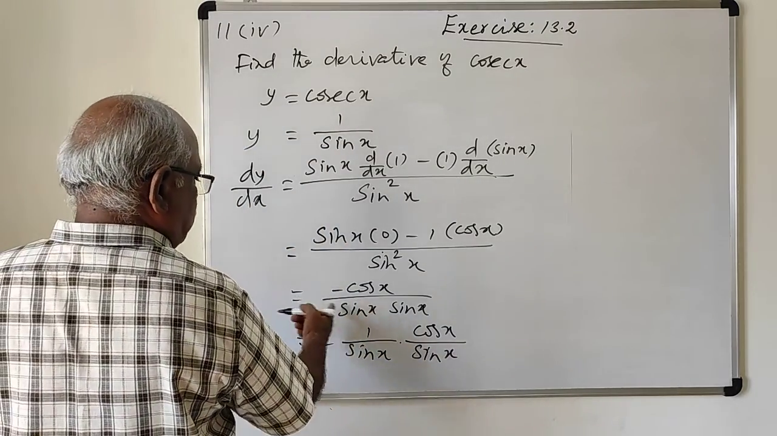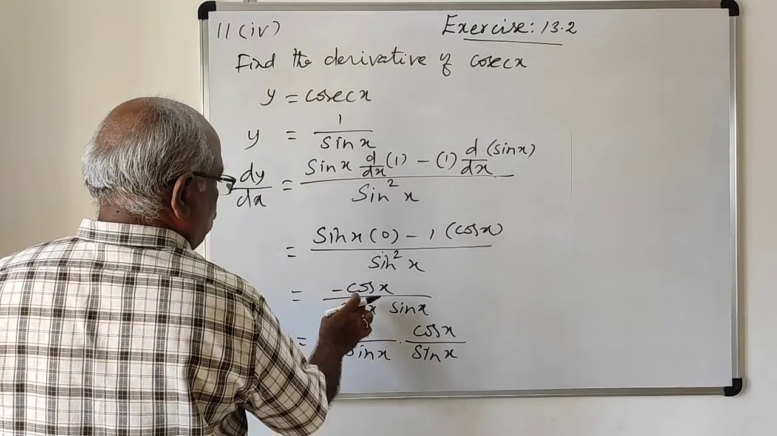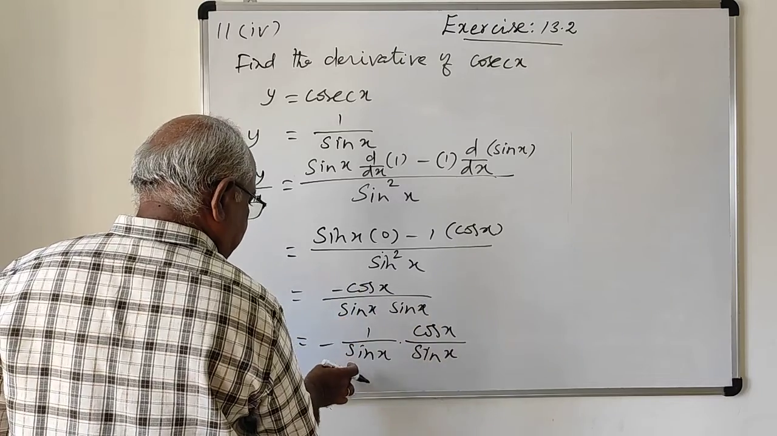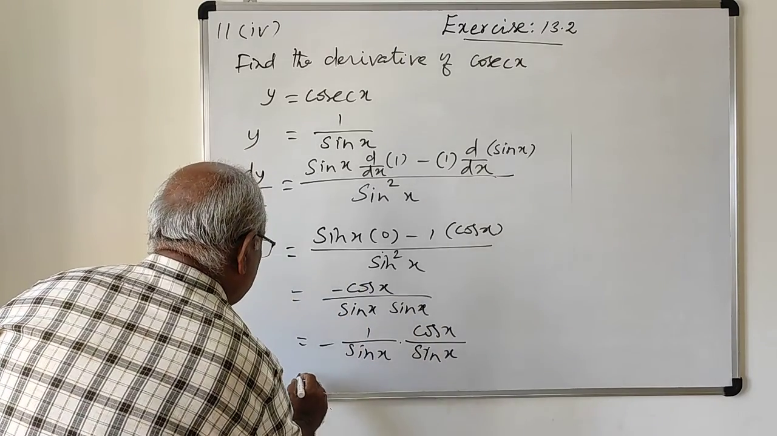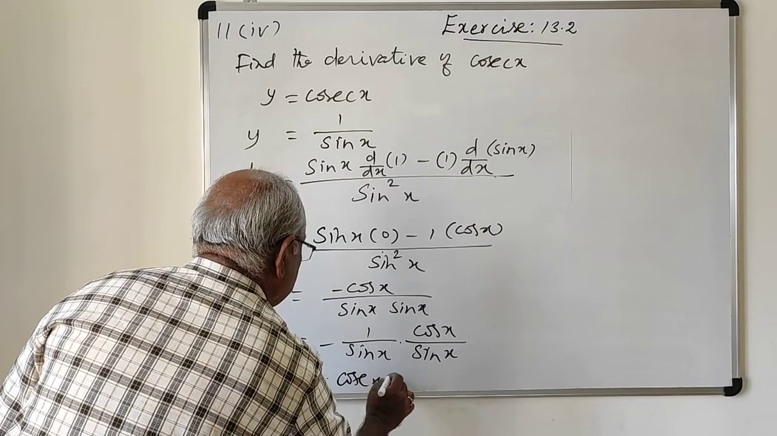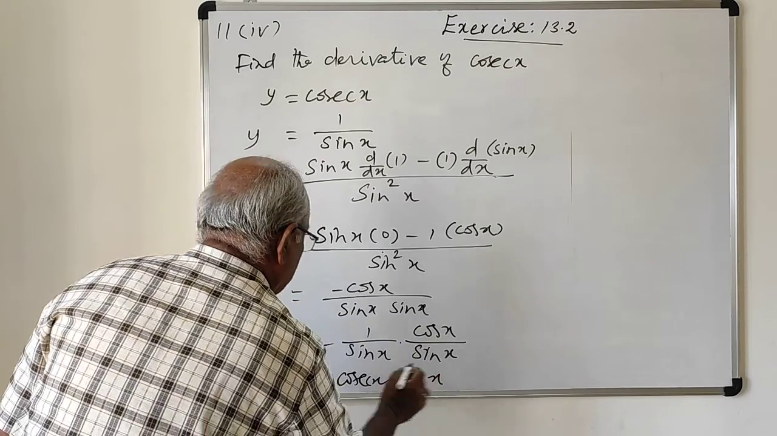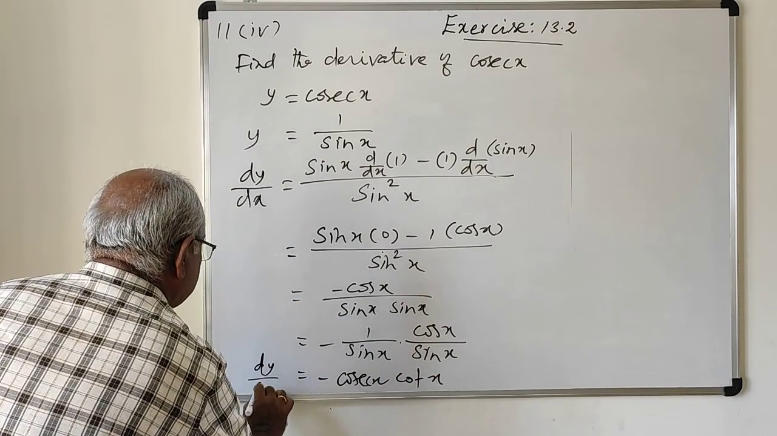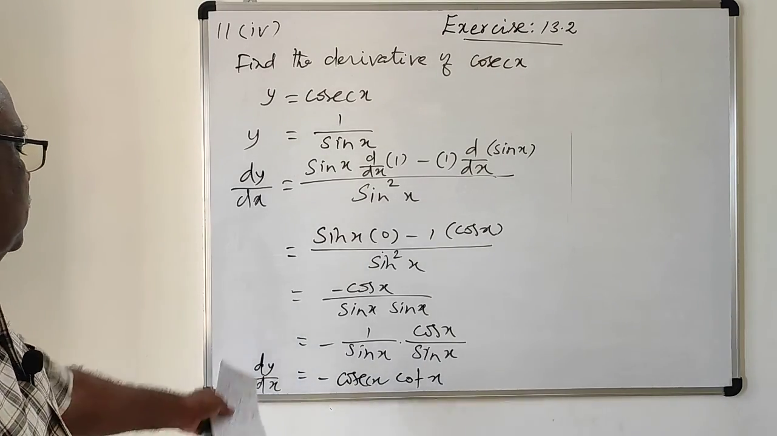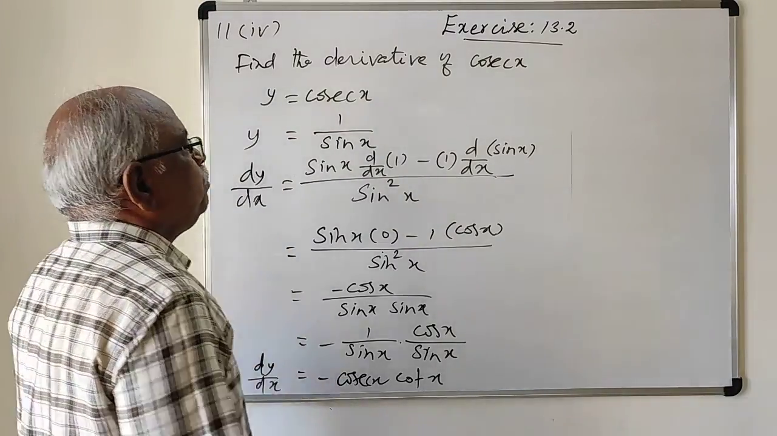So I split sin square x as sin x into sin x, and I split it into two functions, that is minus cos x by sin square x as minus 1 by sin x into cos x by sin x. Because 1 by sin x is cosecant x, and cos by sin is cot x. So the derivative of cosecant x is minus cosecant x cot x. That's all about this. Derivative of cosecant x is minus cosecant x cot x.